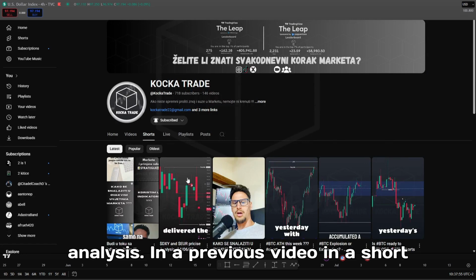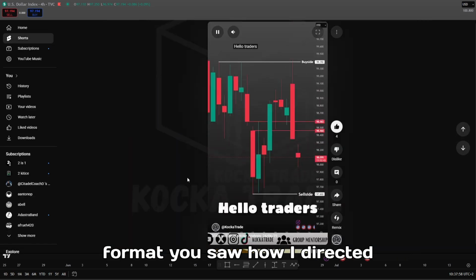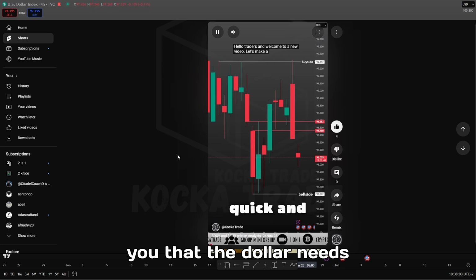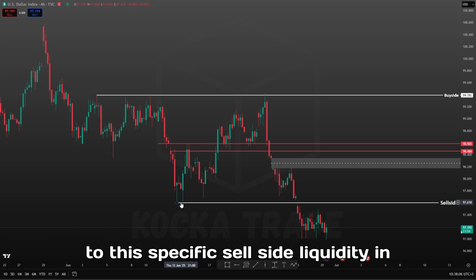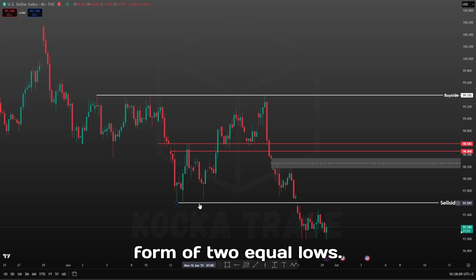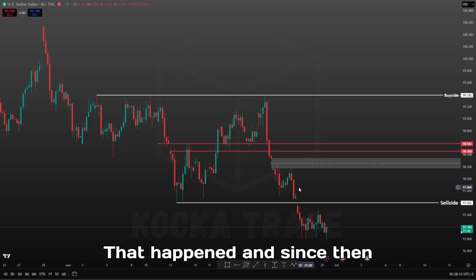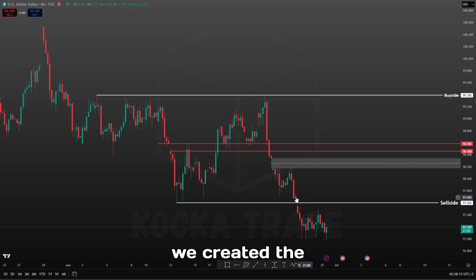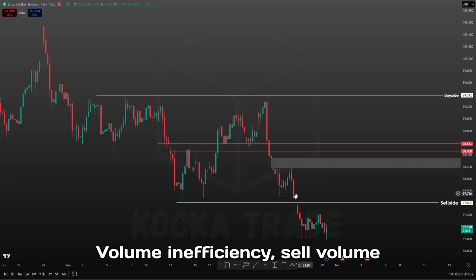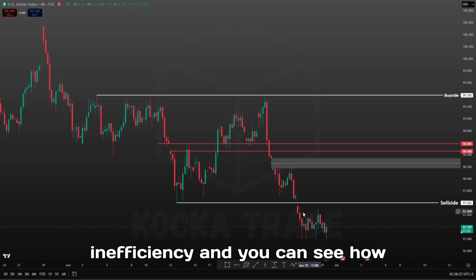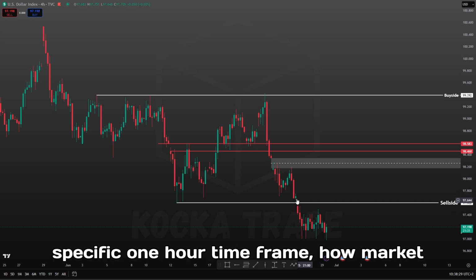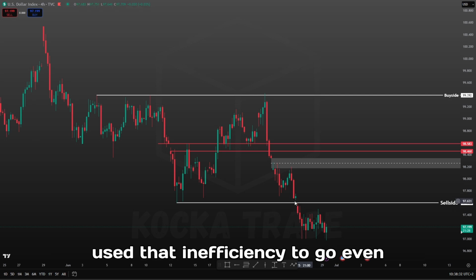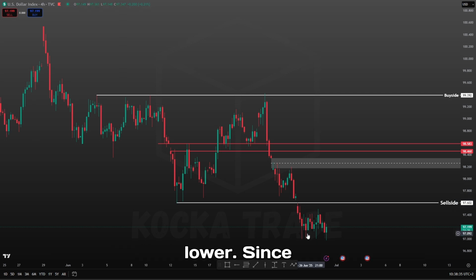In a previous video in a short format, you saw how I directed you that the dollar needs to go bearish and needs to go to this specific sell side liquidity in the form of two equal lows. That happened, and since then we created the inefficiency in the form of a volume inefficiency, a sell volume inefficiency, and you can see how the market used that inefficiency in a lower time frame, the 1 hour time frame, to go even lower.